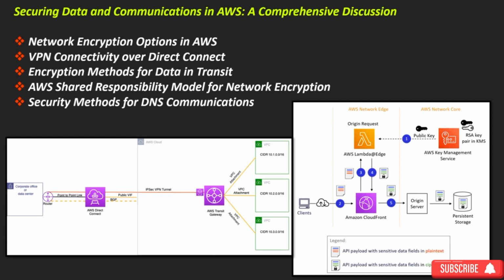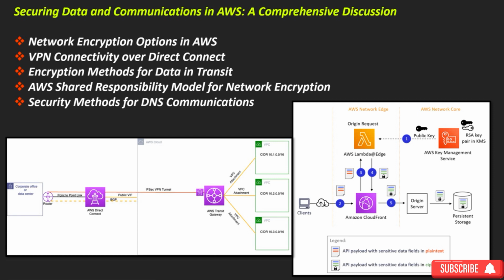And what of the AWS shared responsibility model for network encryption? Understanding the AWS shared responsibility model is very crucial for implementing effective security measures. While AWS manages the security of the cloud infrastructure, customers are responsible for securing their data in the cloud. That is the data. This includes implementing encryption, managing access controls, and regularly monitoring for any type of security vulnerabilities.